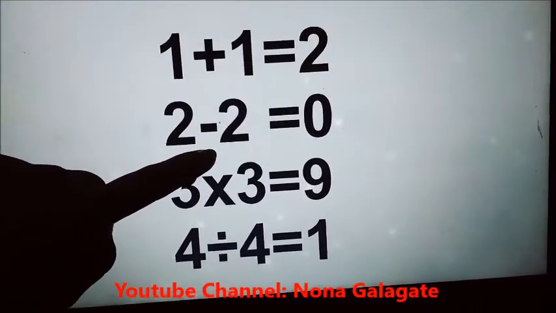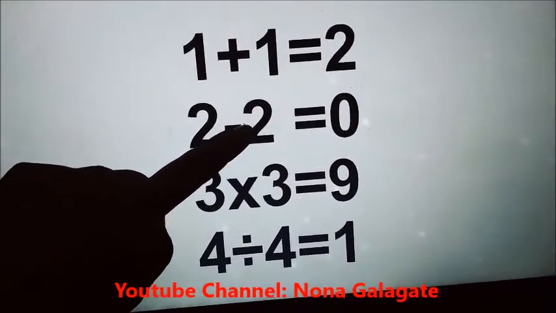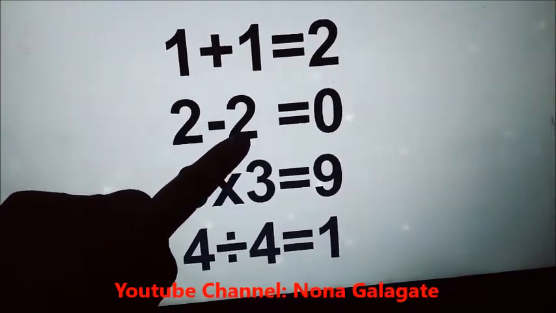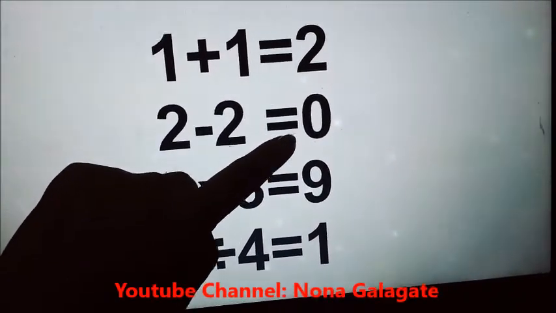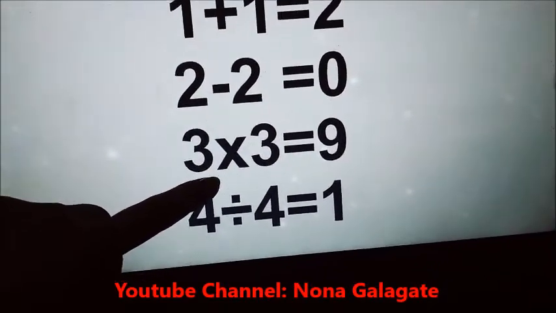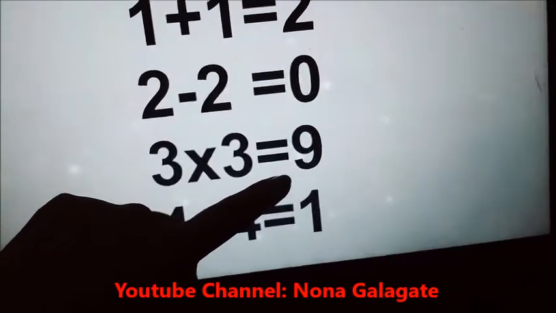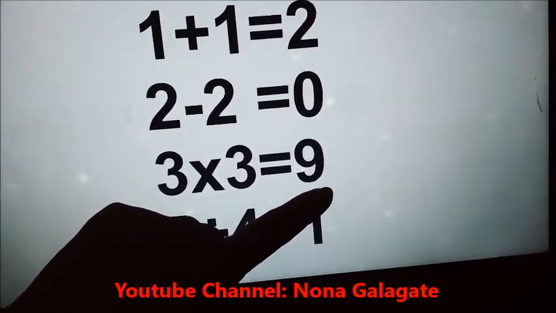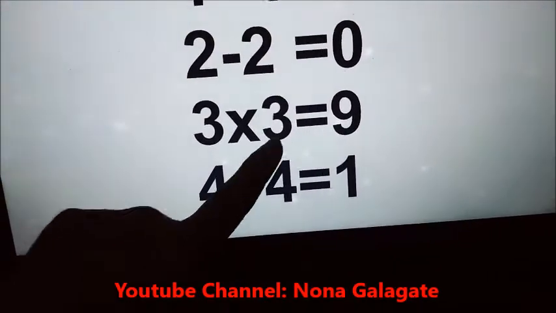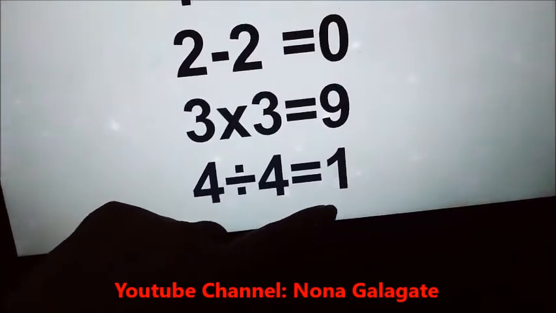The second one is 2 minus 2 is equal to 0. We use this symbol so that we identify this one as subtraction, and we need the equal sign to get our answer. The same thing with multiplication. We need this symbol, and we need the equal sign to get our answer. And also for the division, we can use the other one, and we can also use this one.